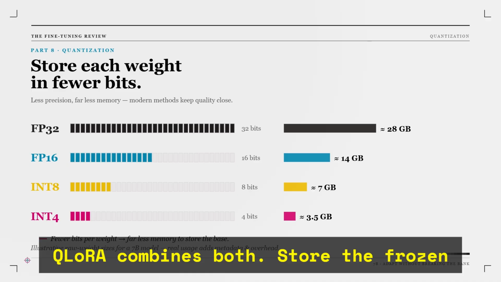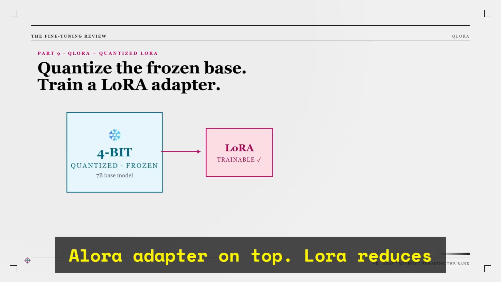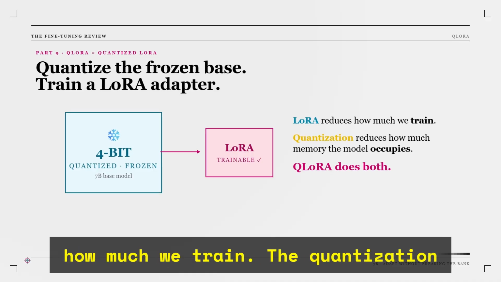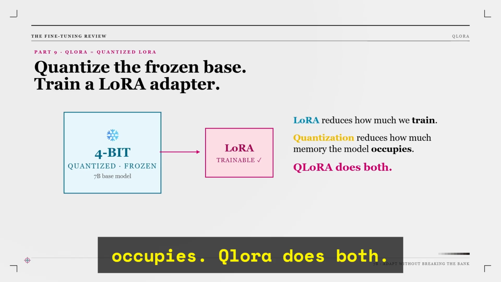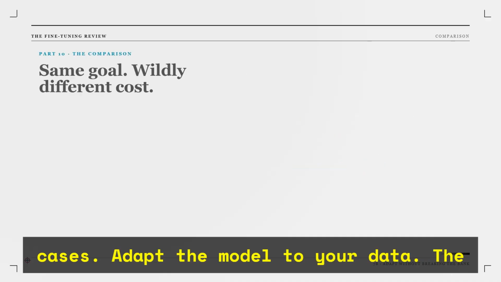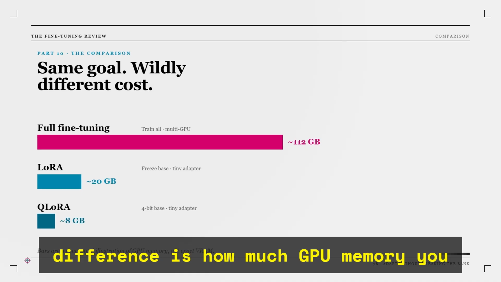QLoRA combines both. Store the frozen base model in 4-bit and train a LoRA adapter on top. LoRA reduces how much we train. The quantization reduces how much memory the model occupies. QLoRA does both. The goal is the same in all three cases: adapt the model to your data. The difference is how much GPU memory you need to get there.